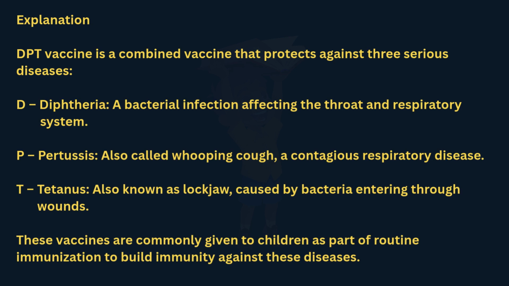D. Diphtheria, a bacterial infection affecting the throat and respiratory system. P. Pertussis, also called whooping cough, a contagious respiratory disease. T. Tetanus, also known as lockjaw, caused by bacteria entering through wounds. These vaccines are commonly given to children as part of routine immunization to build immunity against these diseases.